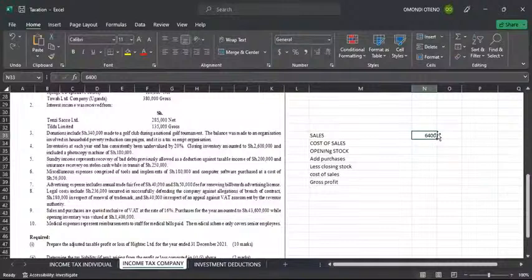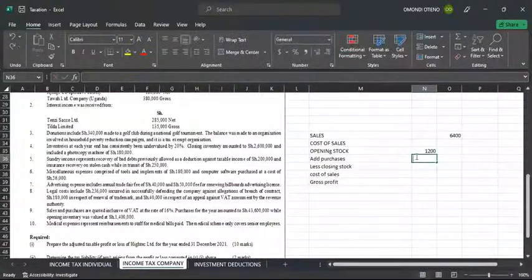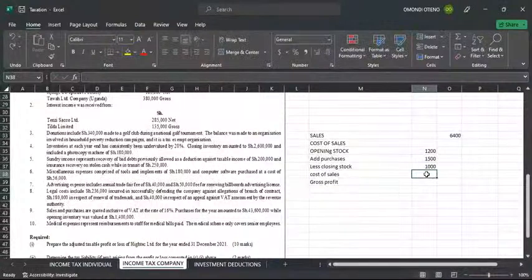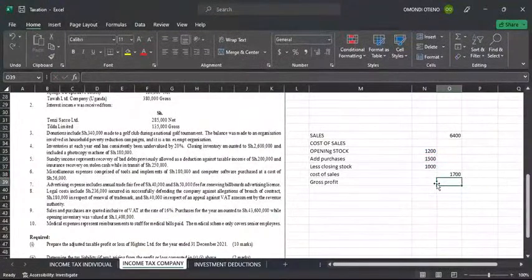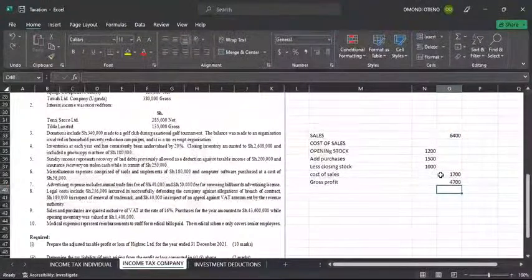So opening stock 1,200, add purchases of 1,500, less closing of 1,000 for us to get cost of sales. So cost of sales will be opening, add purchases, less closing. That is what we have. So gross profit will be equivalent to sales minus cost of sales.